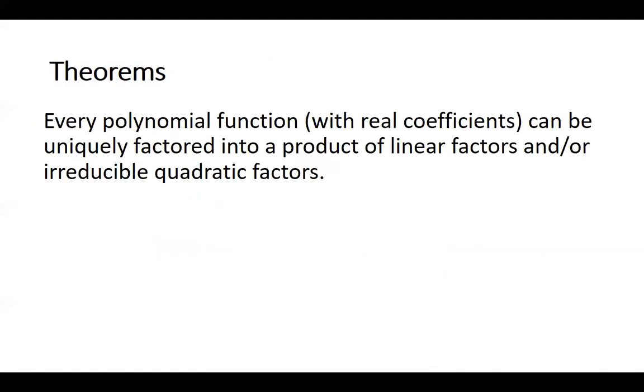How about a couple theorems? Every polynomial function with real coefficients can be uniquely factored into a product of linear factors and/or irreducible quadratic factors. So if we have a polynomial function with real coefficients, it's going to get broken down into either binomials, linear factors, ax plus b form, or irreducible quadratic factors, ax squared plus bx plus c. There's nothing else it can turn out to be.